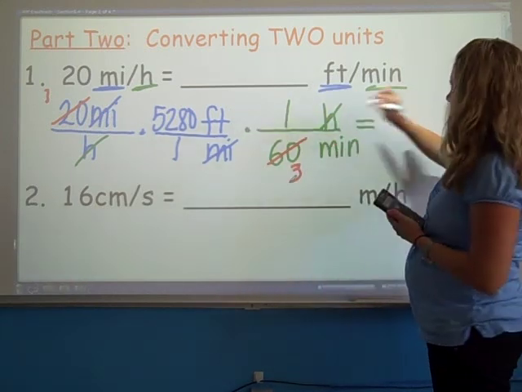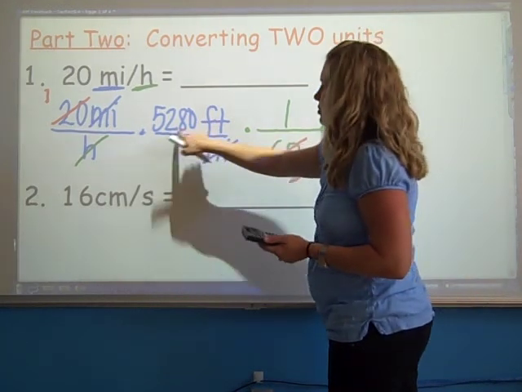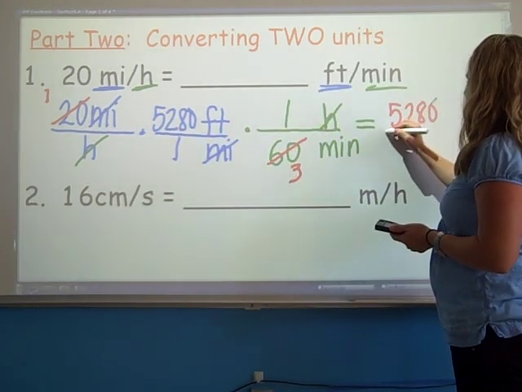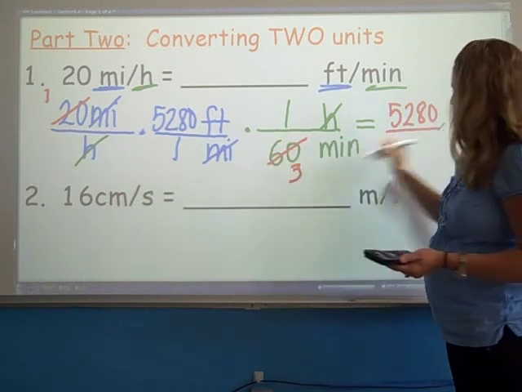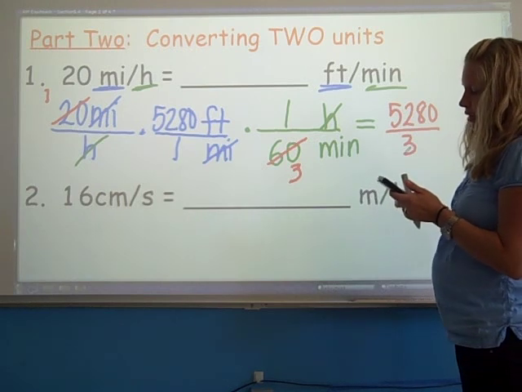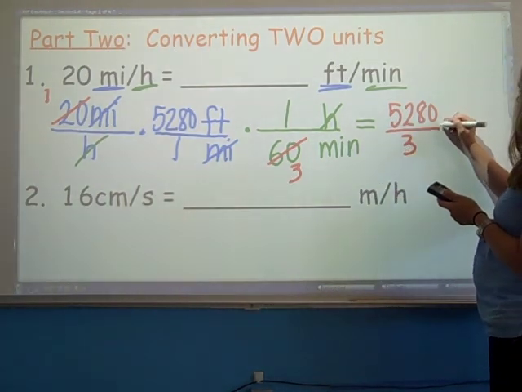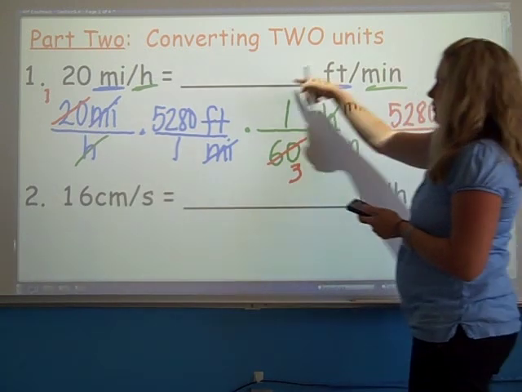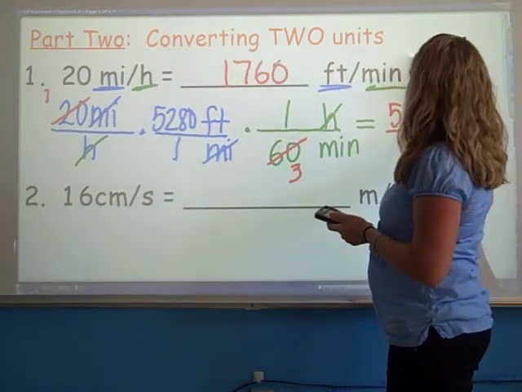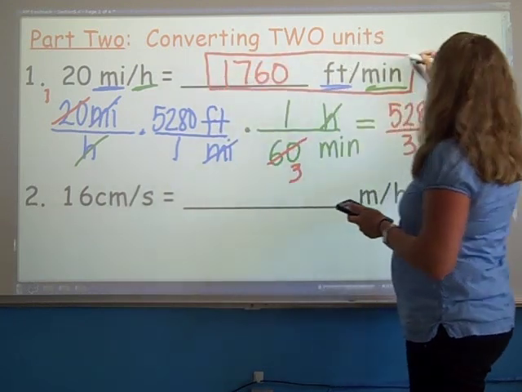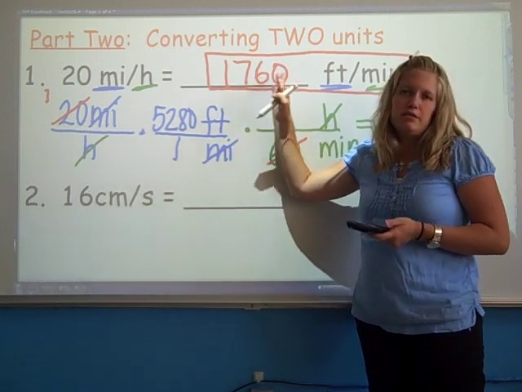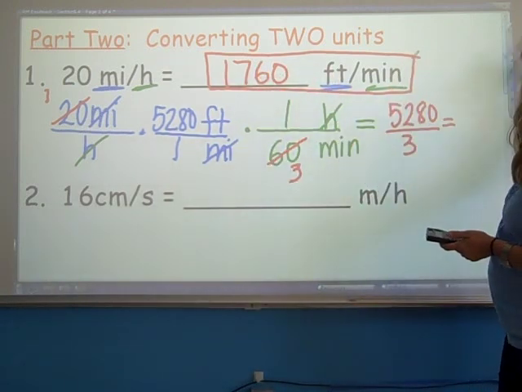Okay, so along the top I have 1 times 5,280 times 1 is 5,280 over 1 times 1 times 3 is 3. I'm just going to divide those out. You get 1,760. I'm going to put that right here, 1,760 feet per minute, and that is our answer. That is what they wanted us to change it to. So 20 miles per hour is the same thing as 1,760 feet per minute.